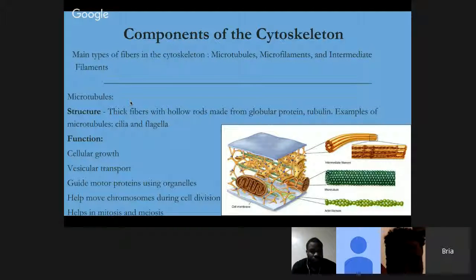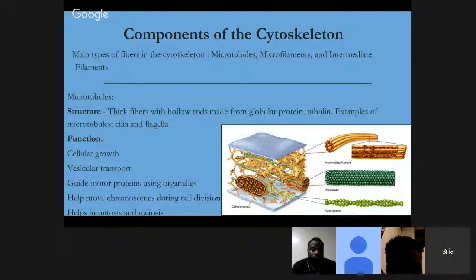The three main components of the cytoskeleton are microtubules, microfilaments, and intermediate filaments. The microtubules are the largest structure in the cytoskeleton, and they're small, round, hollow tubes. They're made of a protein called tubulin, and they're involved in the transport of cellular material, and they're very dynamic, so they can switch shape.